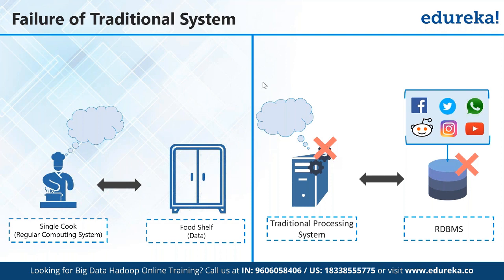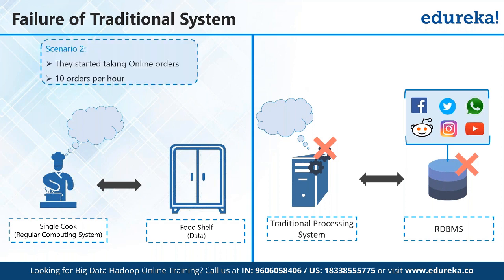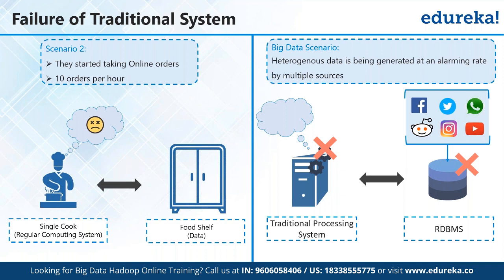We are just trying to understand why big data processing is required, and that's what we are discussing here. Now, if you start taking online orders, 10 orders per hour, the data comes in different formats. That's where your RDBMS fails, because you cannot process unstructured data using an RDBMS. Can you? You can't. Heterogeneous data is being generated at an alarming rate by multiple sources. So yes, it fails there. Your traditional systems won't work. As simple as that.